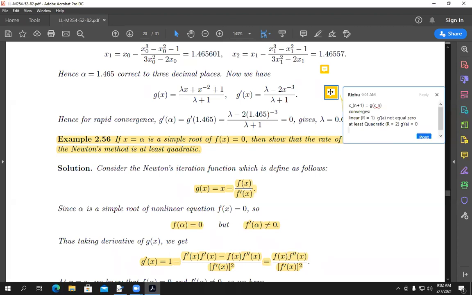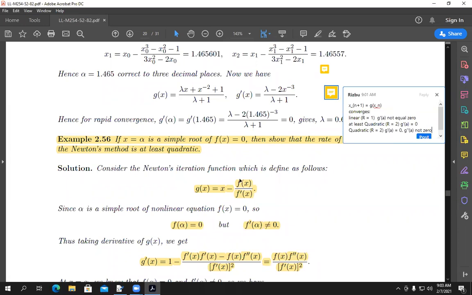But if the teacher says the order of convergence is guaranteed quadratic, only quadratic, and quadratic means guaranteed r equal to 2, what is the condition? g dash alpha equal to 0, but g double dash at alpha not 0, right? In the same way we can continue for r equal to 3, r equal to 4, whatever we do here.